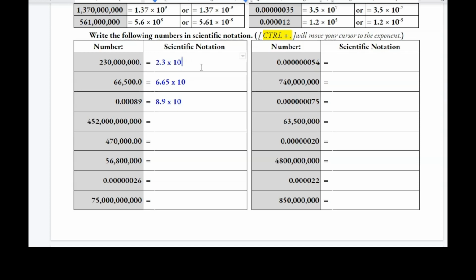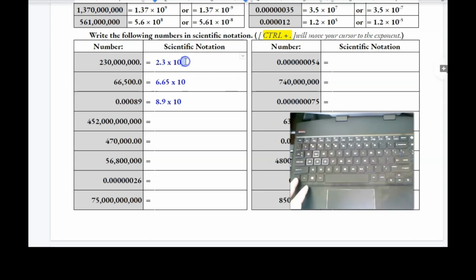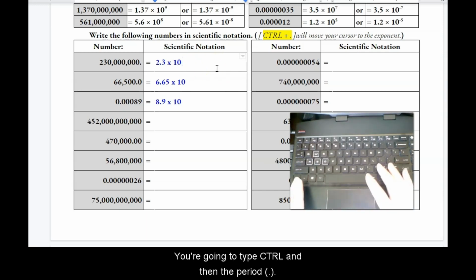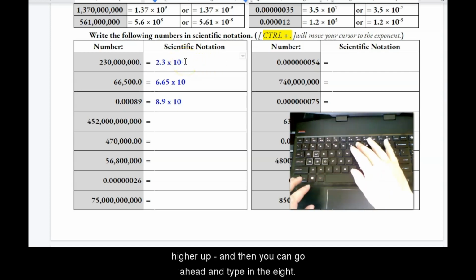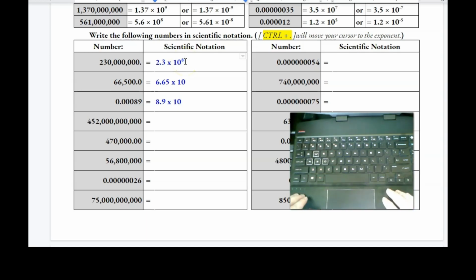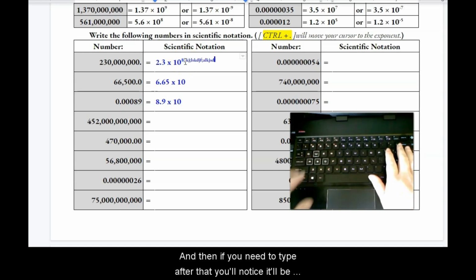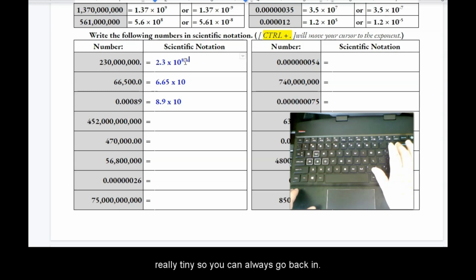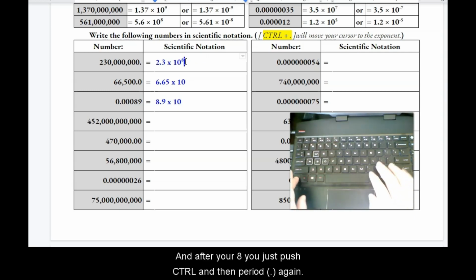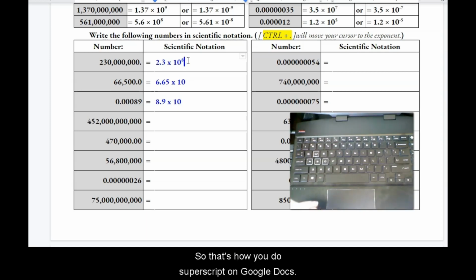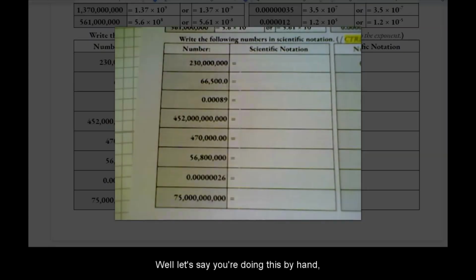And you do that, put your cursor where it needs to be. You're going to type Control and then the period, and that moves up the cursor. You see how it got smaller and higher up? And then you can go ahead and type in the 8. And then if you need to type after that, you'll notice it'll be really tiny. So you can always go back in, and after your 8, you just push Control and then period again. So that's how you do superscript on Google Docs. But let's say you're doing this by hand.